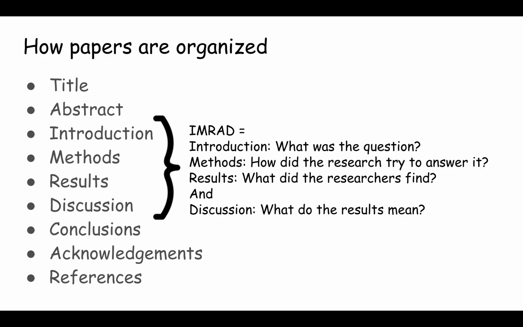Papers are generally organized in the same way. There's a title, abstract, introduction, methods, results, discussions, conclusions, acknowledgments, and references. Sometimes discussions and conclusions are condensed together. Sometimes they're split out. The meat of the paper is the introduction, methods, results, and discussion.